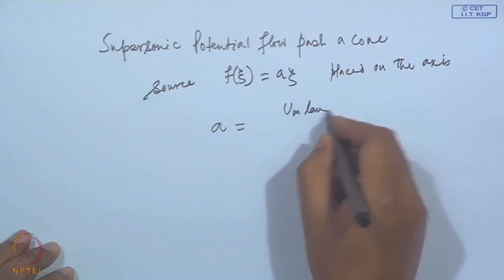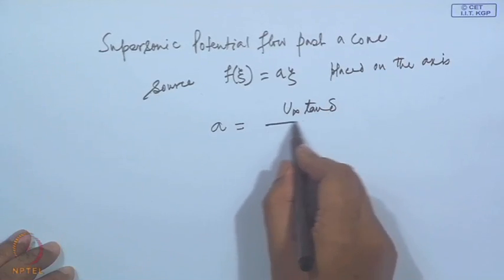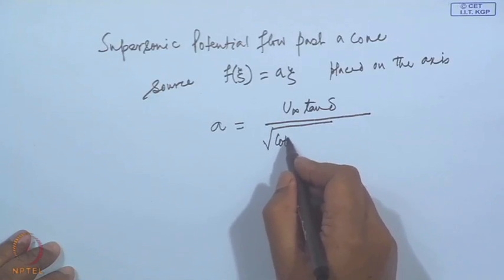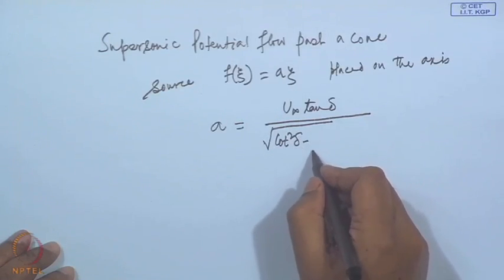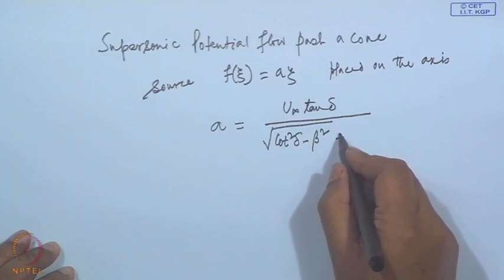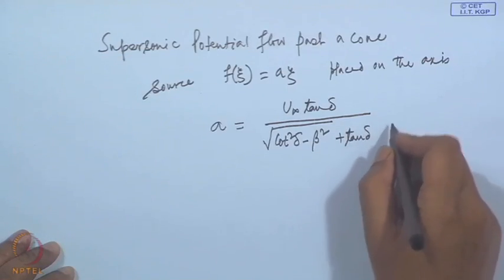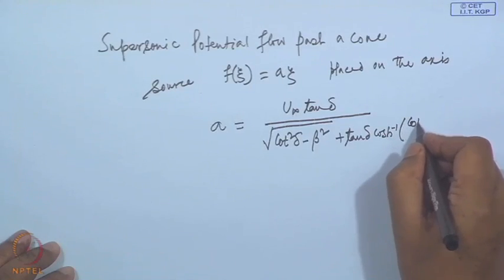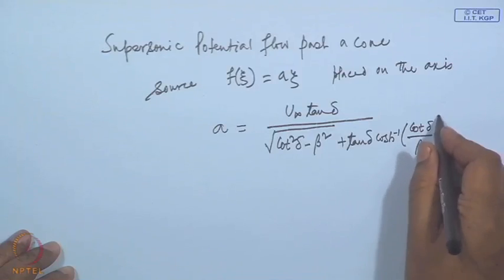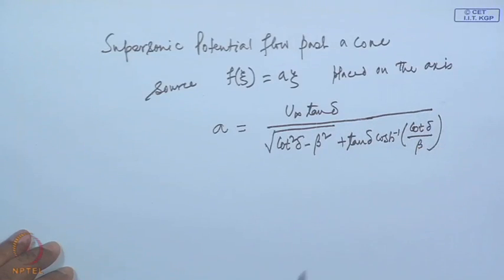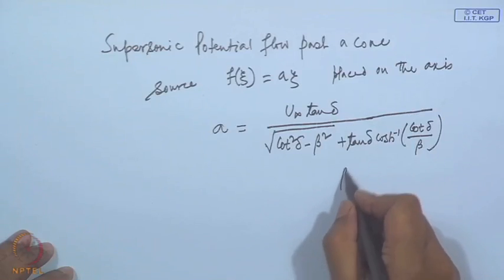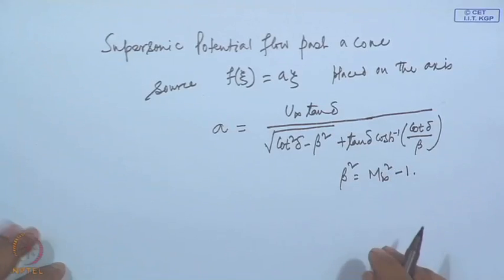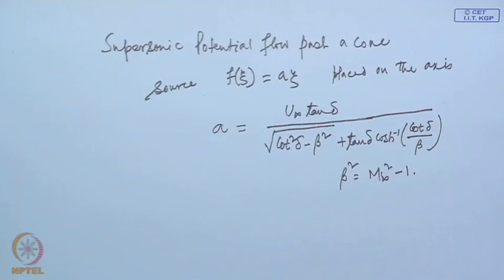u infinity tan delta by root over cot square delta minus beta square plus tan delta cos hyperbolic inverse cot delta by beta, where beta square equals m infinity square minus 1. Delta is the semi vertex angle of the cone.